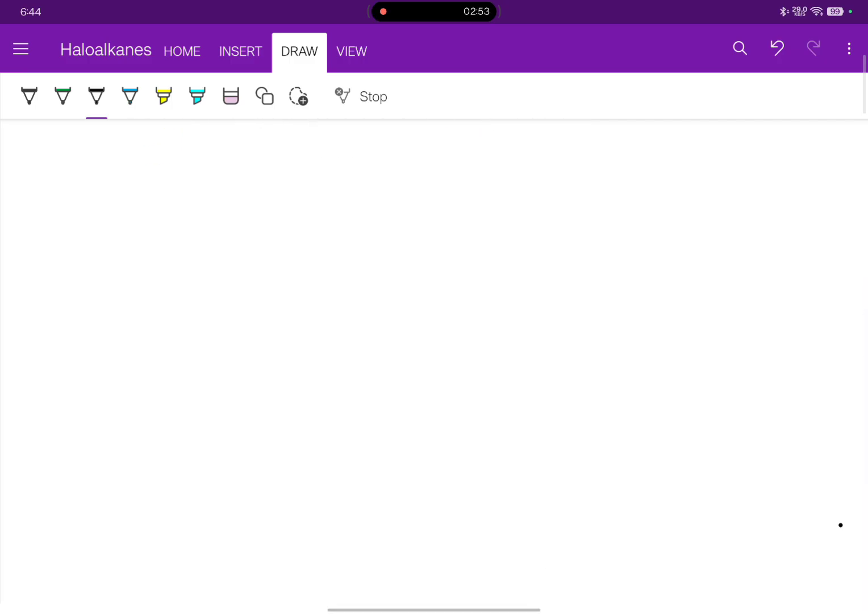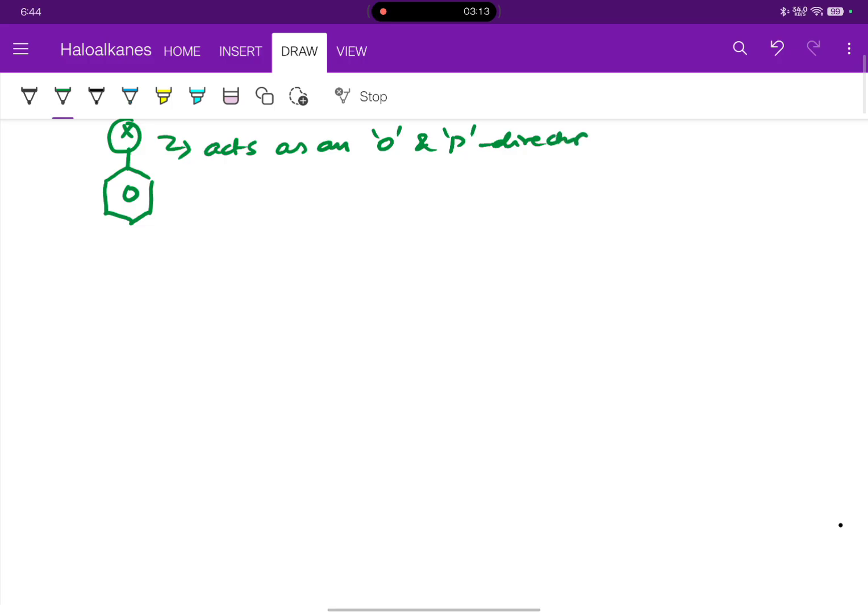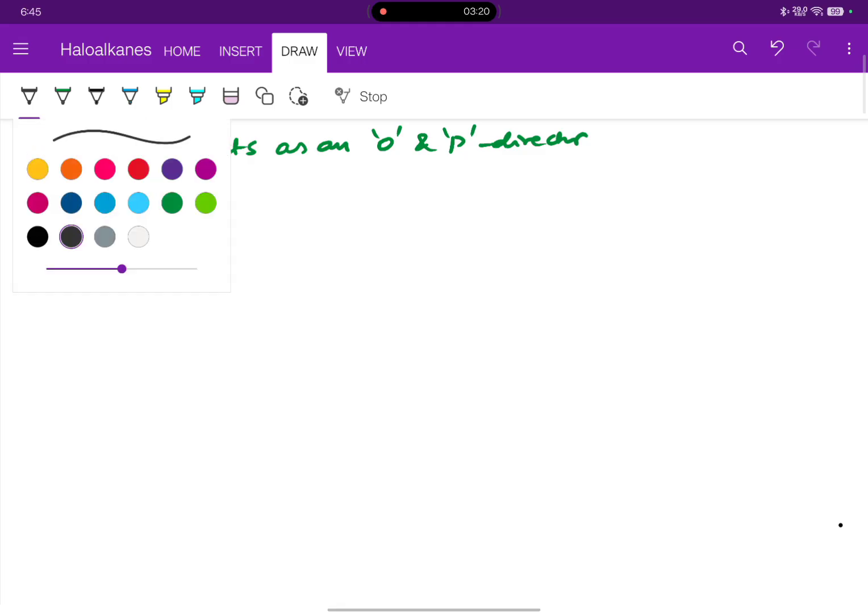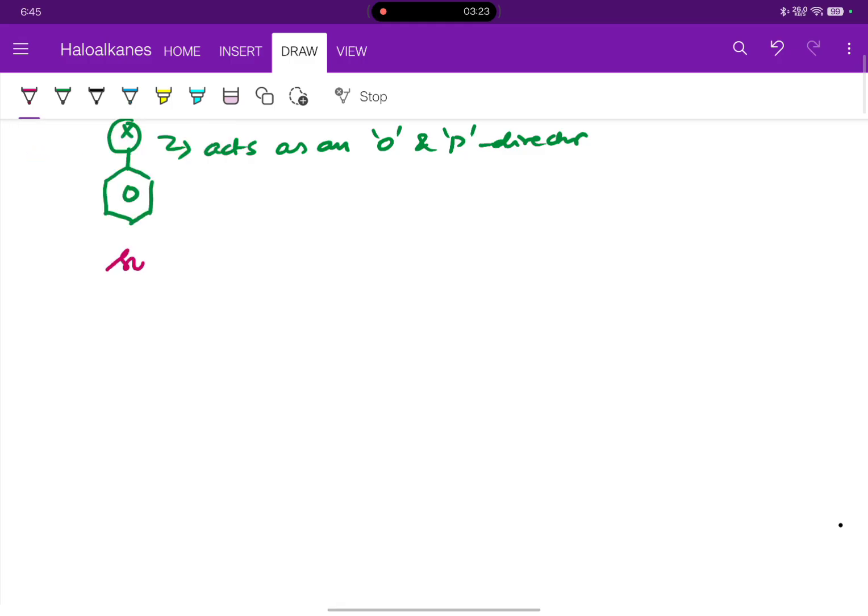Now the question is, why does the halogen attached to a benzene ring act as an ortho and para director? Why does it act as an ortho and para director? Now the answer is very simple. First we have to look into the nature of the halogen.